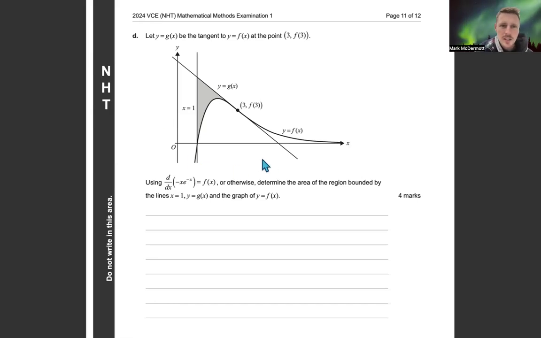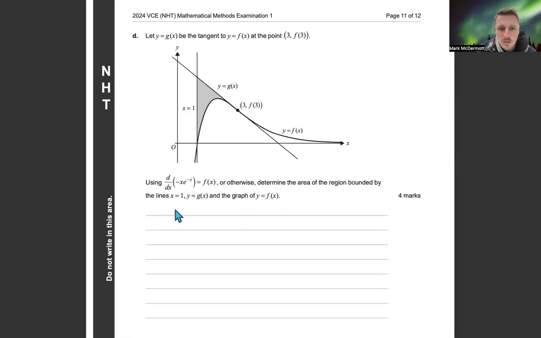All right, last question. Let g of x be the tangent to y equals f of x at the point 3, f of 3. Using the fact that the derivative of negative x e to the negative x equals f of x, or otherwise, determine the area of the region bounded by the lines x equals 1, y equals g of x, and the graph y equals f of x. All right, this is going to be challenging. It's 4 marks. It's the last question.